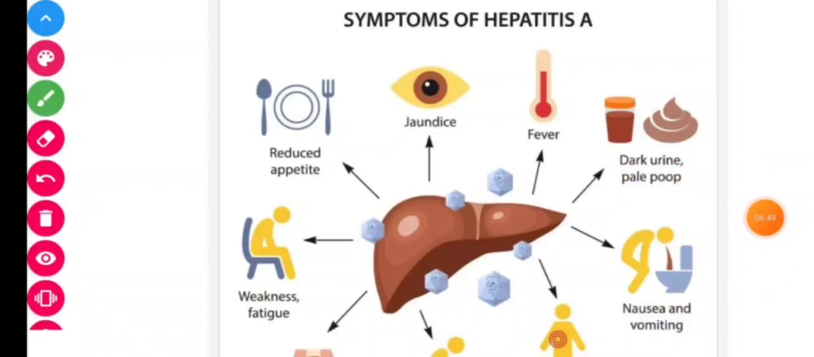I have given a diagram which shows the symptoms of hepatitis. As you can see, reduced appetite, jaundice, fever, dark urine and pale stool, weakness will be there, nausea and vomiting. So these are the symptoms of the disease hepatitis.